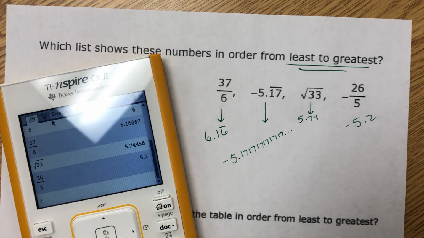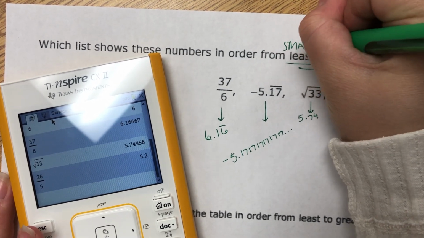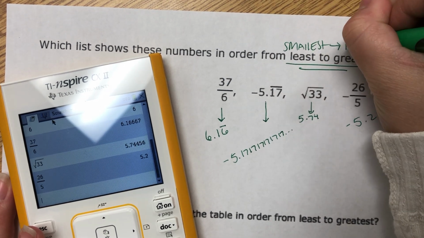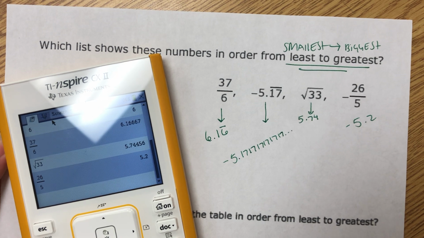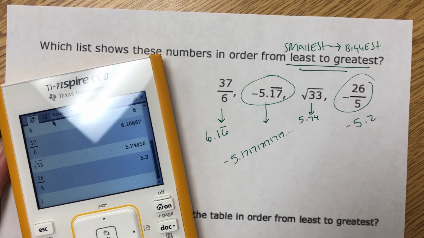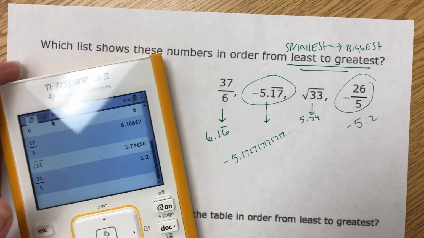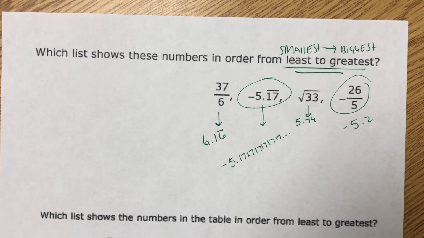That's important. All right, so since we're ordering these from least to greatest, which is smallest to biggest, we are looking for the smallest numbers first. Now, the nice and easy thing about this is these negative numbers right here are definitely smaller than these positive numbers. So we have to put those first. Now remember, the bigger the negative number actually looks, the smaller its value actually is.